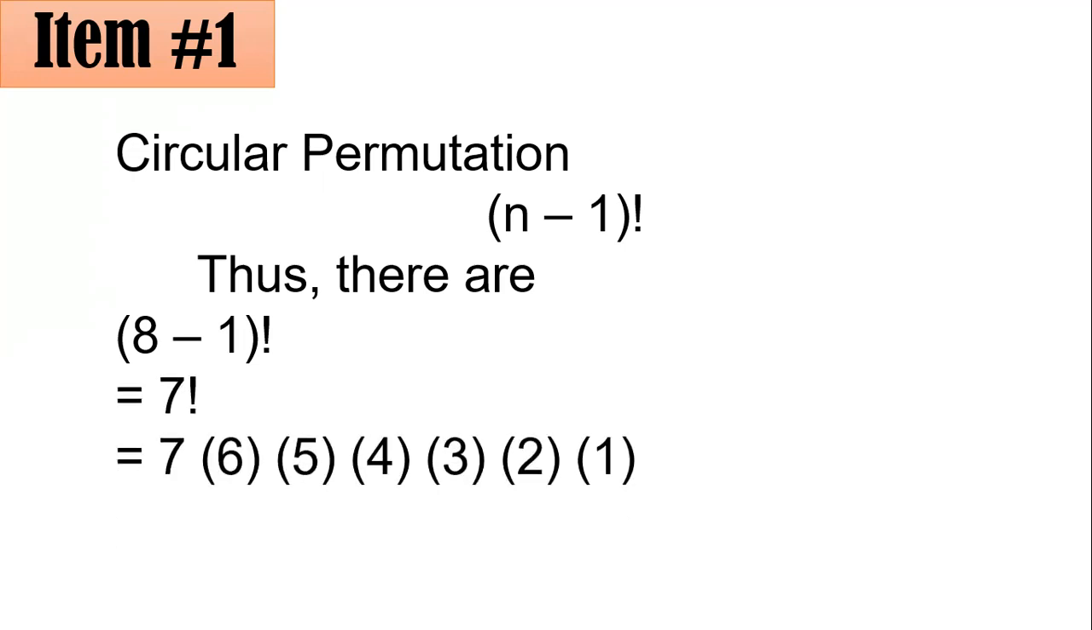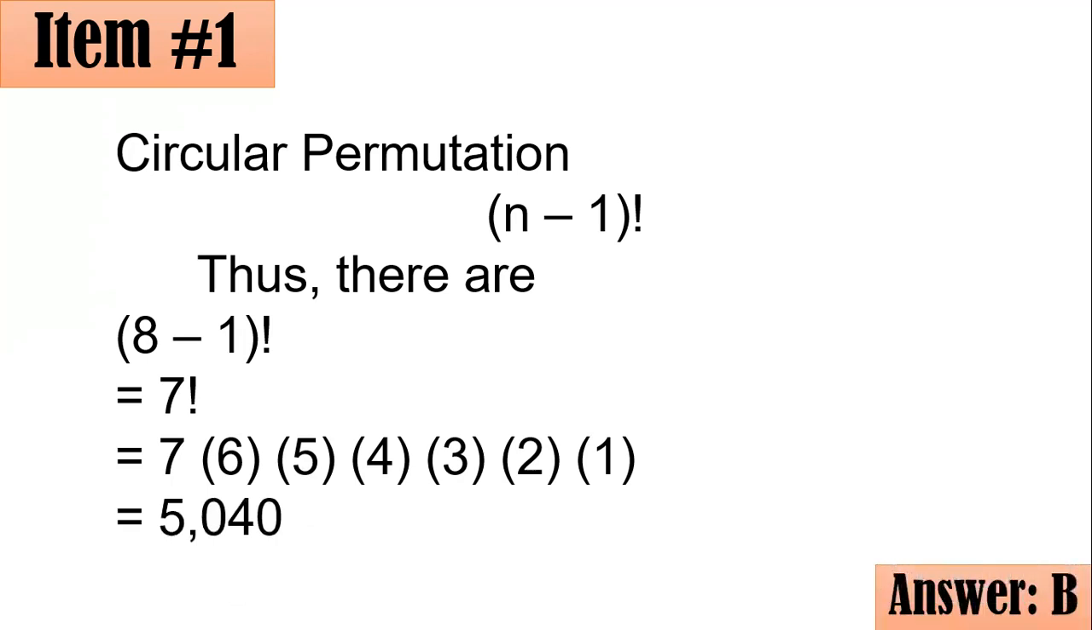When we speak about 7 factorial, that's the product of all the natural numbers from 7 until 1. In this case, that's 5,040. Letter B is the correct answer. Number 2.